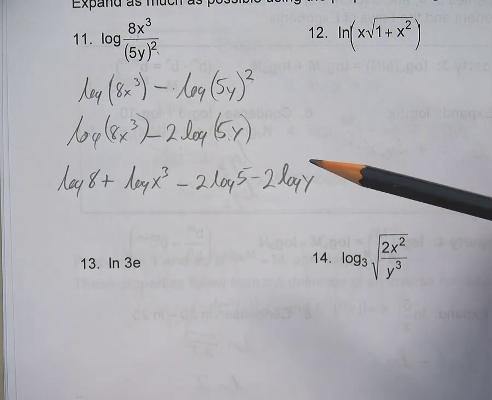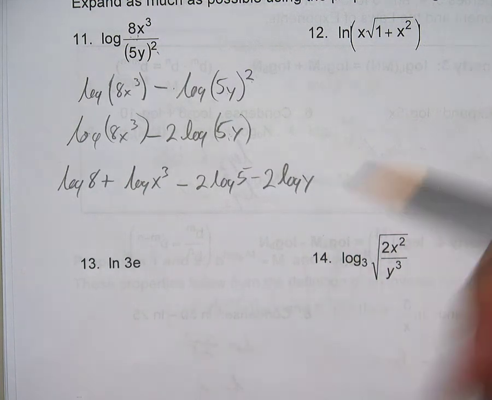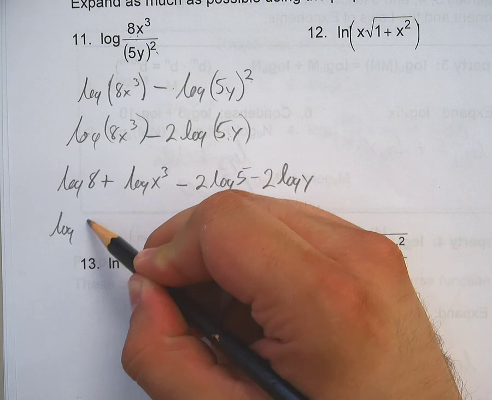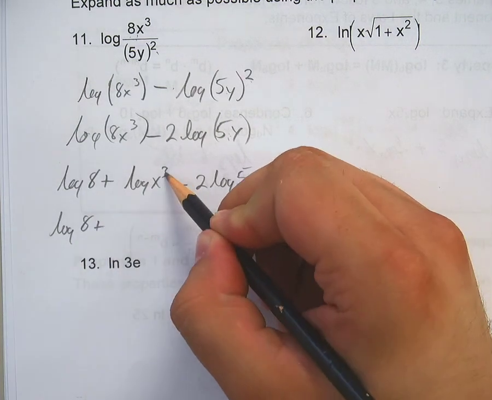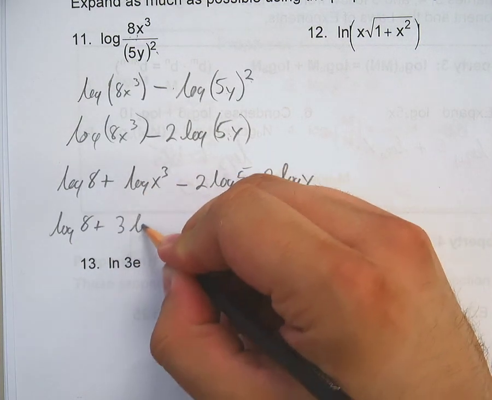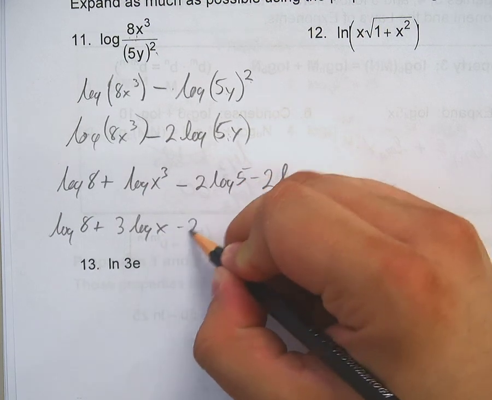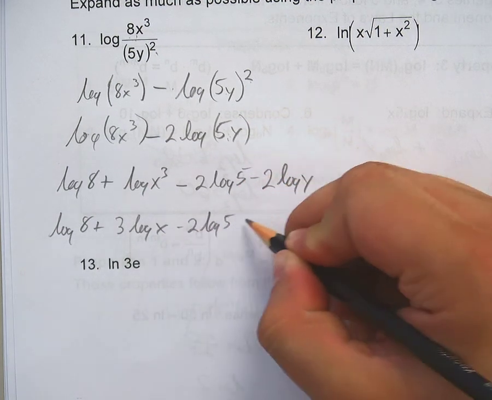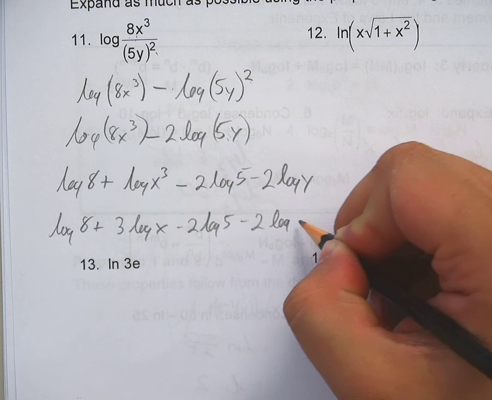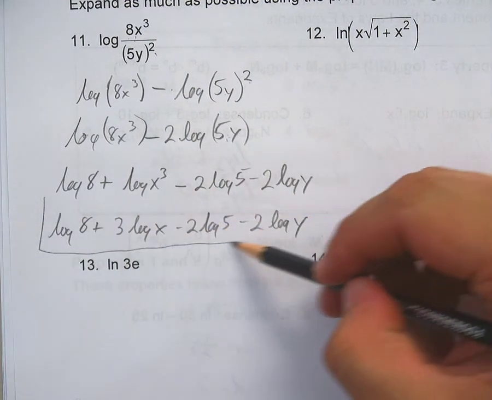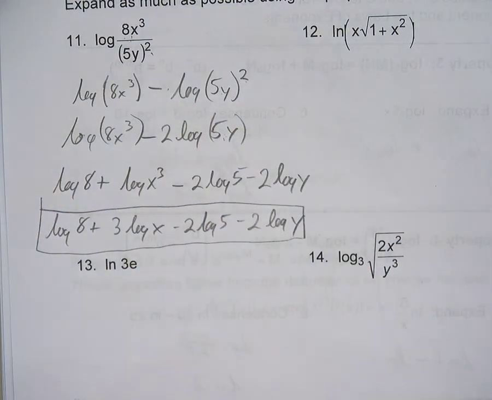And there's only one thing I can do to simplify it a little bit more, and that's this exponent here. 3 log x, minus 2 log 5, minus 2 log y. And that is expanded fully.